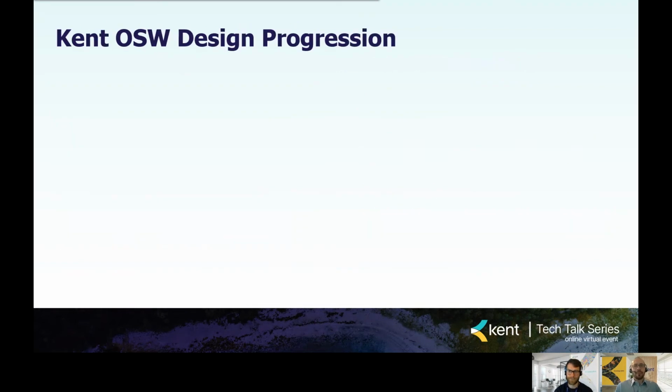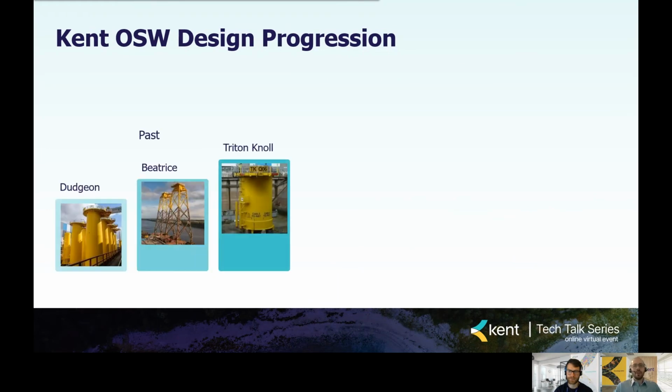So looking a bit at some of Kent's designs and how we've seen that play out so far in the industry. If we look back to some of our pioneer projects, the likes of Dudgeon with the largest monopiles at the time, Beatrice, the deepest jacket, Triton Knoll, the first wind farm with the PISA foundation rules and the largest turbine at the time. We saw great designs, great projects, breaking new ground in terms of what's possible, bringing a lot of the oil and gas offshore structures design experience into offshore wind, and pushing forward what we can do.